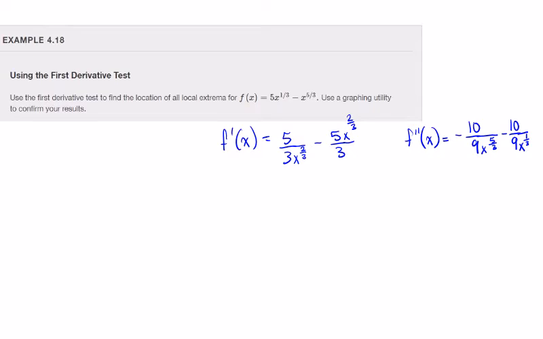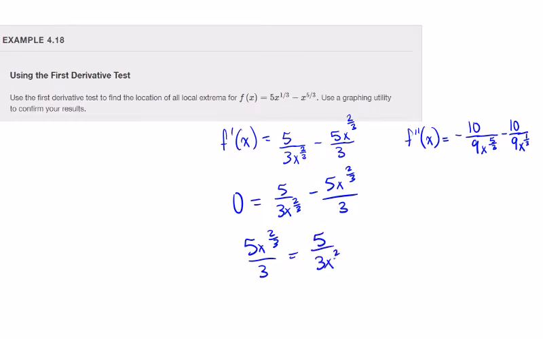All right, and so now for the second derivative, I want to set this equal to 0, right? Or excuse me, I want to set the first derivative equal to 0. So what I would do in setting this equal to 0 is I would add one of those or subtract one of those to get it on the other side, right? So probably the best way to go is to move this over. So it's going to be 5x to the 2/3 power over 3 equals 5 over 3x to the 2/3 power.